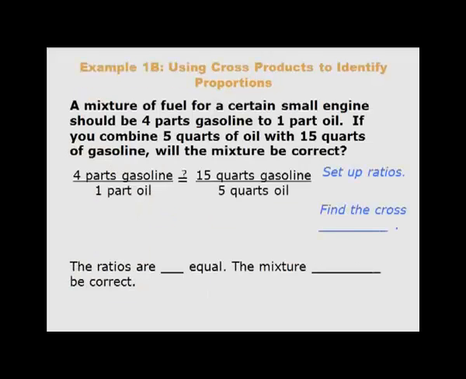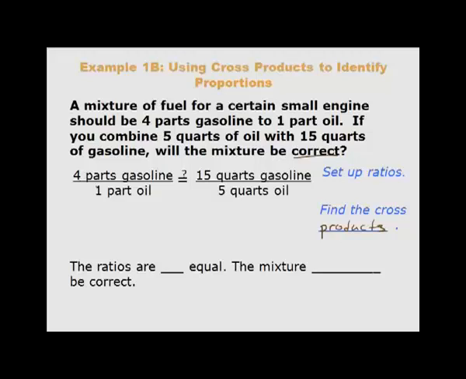Let's go on to the next example. In this case, we're dealing with fuel. And the fuel should be 4 parts gasoline to 1 part oil. So our ratio is 4 parts to 1 part. If we combine 15 quarts oil with 15 quarts of gasoline, will the mixture be correct? Is the proportion correct? Well, again, we're going to find the cross products after we set up the ratios.